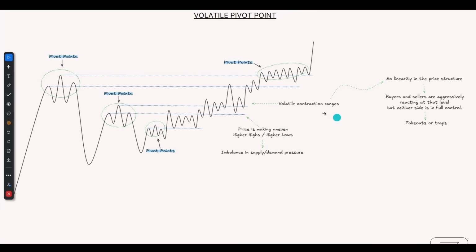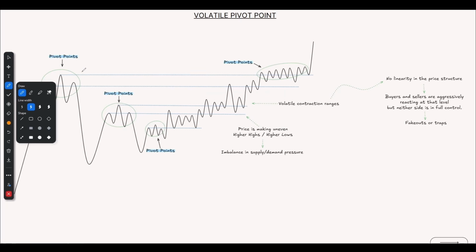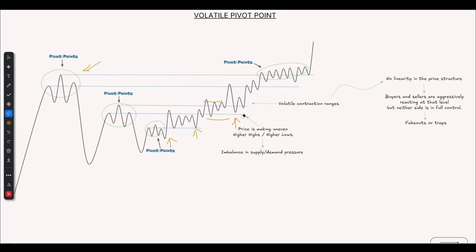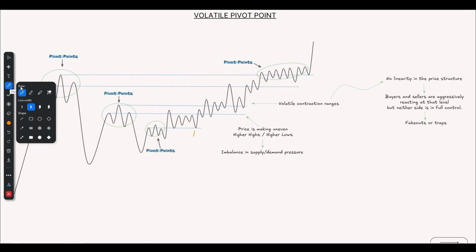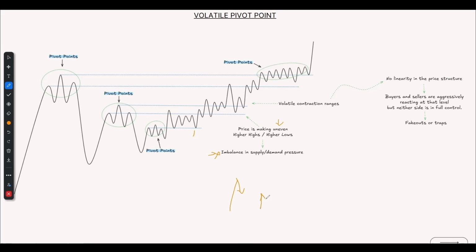So let us move on, and this is the kind of pivot point structure that we would like to avoid in any kind of market, where the highs are uneven, the price is not respecting its supportive levels, which are the supply zones and the demand zones, because when the price starts making uneven higher highs and uneven higher lows, it shows us that there is an imbalance in supply and demand pressure, meaning that neither the supply pressure nor the buying pressure or demand pressure is more dominant.